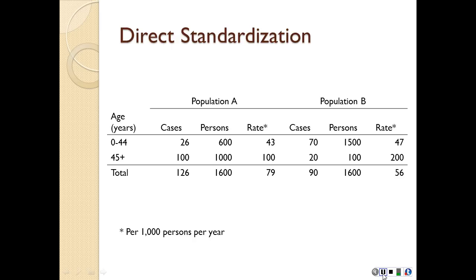So we know that it looks like population A, according to our crude rates, has more disease than population B. We think our disease might be related to age, so we stratify based on age. We have done that here. When you look at the stratum-specific rates, which is one of the ways we talked about comparing, you look at the rate among young people, 43 and 47, those don't look that different. And we look at the rate among older people, and we say, those still kind of look different.